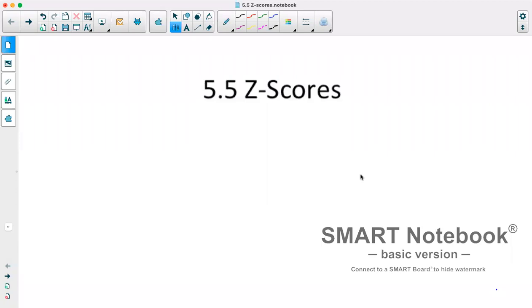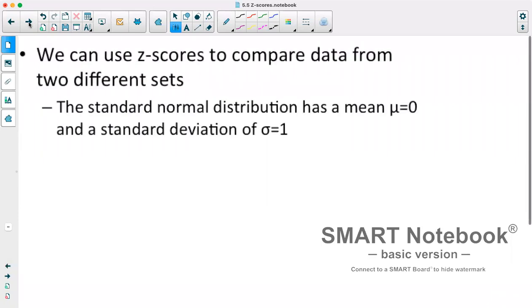Hi, today we are looking at section 5.5, which is dealing with Z-scores. We can use Z-scores to compare data from two different sets. Even if we have standard deviations that are different and means that are different, it enables us to compare data.